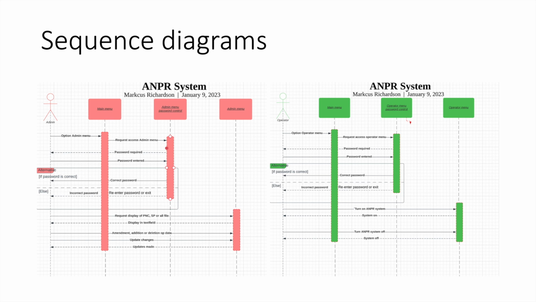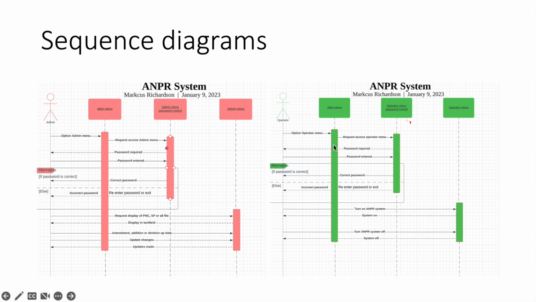The first one is the admin can request to display the PNC marked vehicles, SB marked vehicles, or all vehicles scanned. And of course, the admin menu will respond and put this into the text field for him. Now, the admin can also amend, add, or delete the data which is in this text field, and then he will update the changes by clicking on a button which will show in the program, and then the updates will be made by the admin menu.